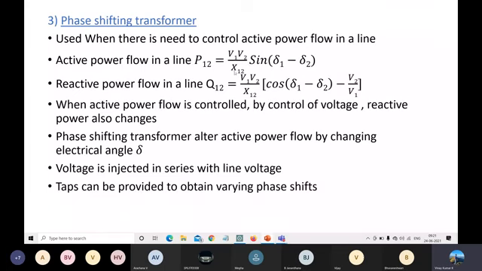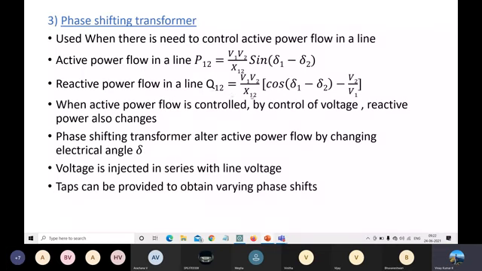So that reactive impedance will be given by X12 and sine of delta 1 minus delta 2. Okay, so this is the active power flow equation, and the reactive power flow equation will be given by Q1 equals V1 V2 by X12 cos of delta 1 minus delta 2 minus V2 by V1. So delta 1 and delta 2.